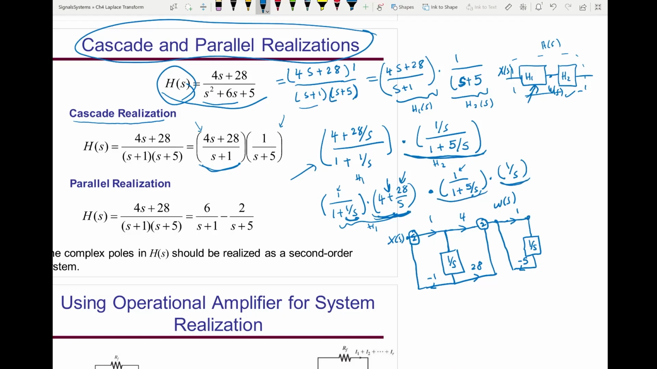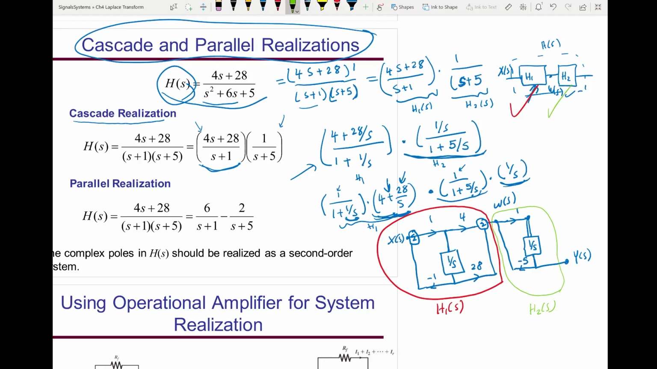And the output of this system will go to here. So this is the output of this system here. Will go to 1 over s integrator, so it will go here and then it come out here. So this one is h1 of s, that's here, and this one h2 of s, which is here. And they're connected in cascade. They're connected by this section.